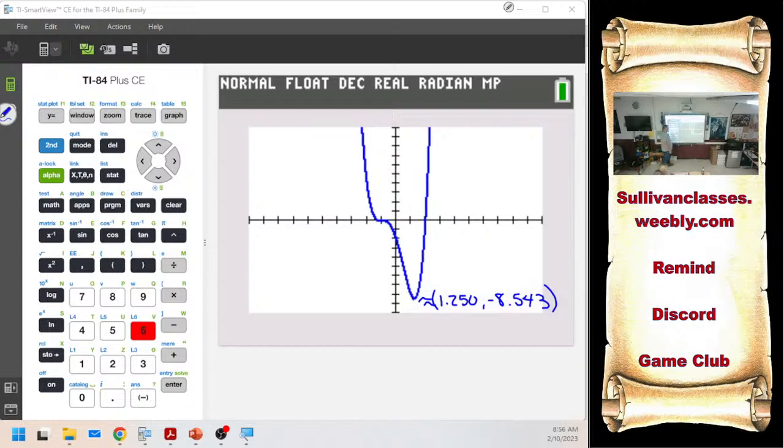Okay. All right. And what kind of extrema is that? How do I know it's absolute instead of relative? The lowest that the graph ever goes. So we'll say that there's an absolute minimum, and I'll put that as approximate.